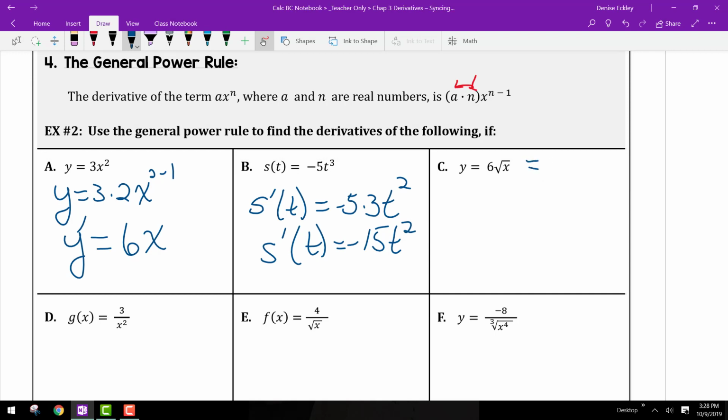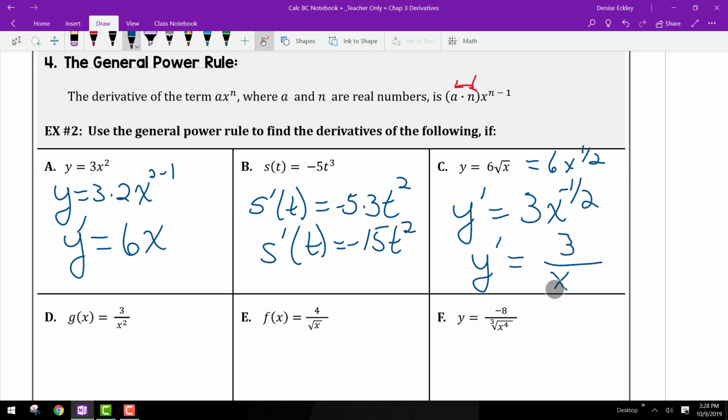And then the last one I'm going to do, remember, think of this as 6 times x to the 1/2 power. So y prime is going to equal 3 times x. I was just going to write the answer, but I'll write the intermediate step: 3 times x to the negative 1/2. So this becomes y prime equals 3 over x to the 1/2 power, or 3 over the square root of x. And usually we don't rationalize them, so you leave the radicals in the denominator.